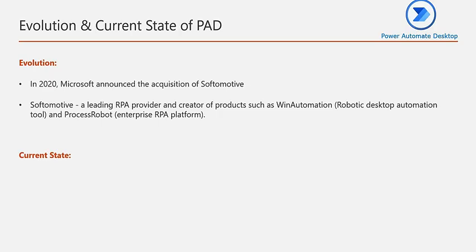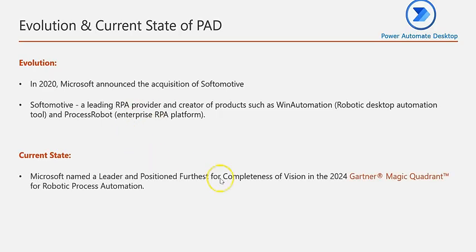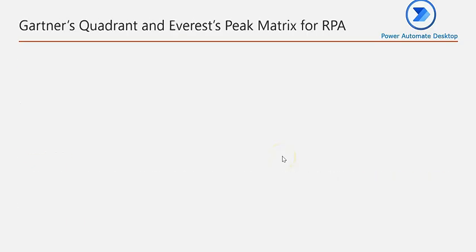If we speak of its current state, there are several market research analysts that perform the analysis of the RPA tools. One of them is Gartner. It's a famous one, and they have named Microsoft as a leader and positioned farthest in the completeness of vision as per last year's Magic Quadrant from Gartner. The second market research analyst is Everest. They have their own PEAK Matrix for RPA tools, and we'll see both of these.